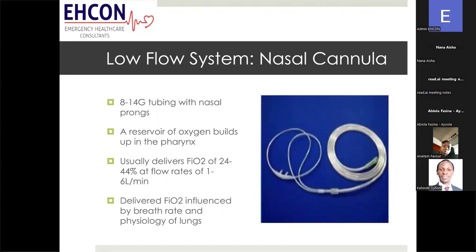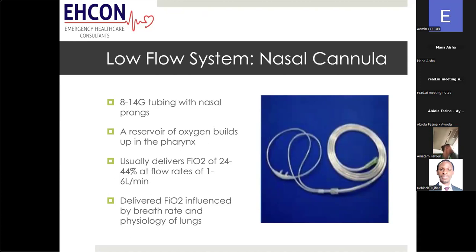I have heard some very asinine comments. People will tell me intranasal oxygen is giving 100% oxygen because they dialed it up to 15. Actually, this can only give 24 to 44% oxygen max at your flow rate of 1 to 6 liters per minute. You really can't do more than that. You can dial it up to 15, dial it up to 12. You're pretty much maxed at 44, 45% on a nasal cannula, if this is what you're using.